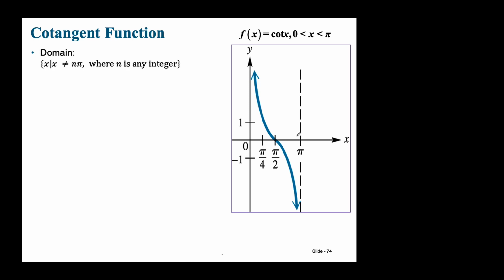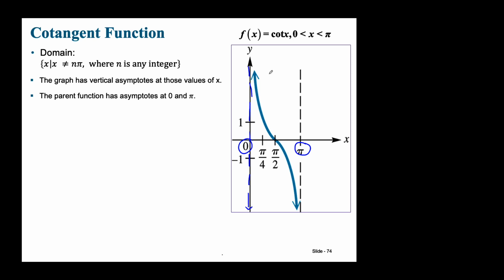Some of the characteristics are the domain is all such values of x such that x does not equal n pi. Again, that is where you will find vertical asymptotes. So pi is outside of the domain for cotangent because there's a vertical asymptote there. 0 is outside of the domain for cotangent because there is a vertical asymptote here. It looks solid because it's representing the y-axis, but there's a vertical asymptote there as well. The parent function has asymptotes at 0 and pi, the two that we just highlighted.